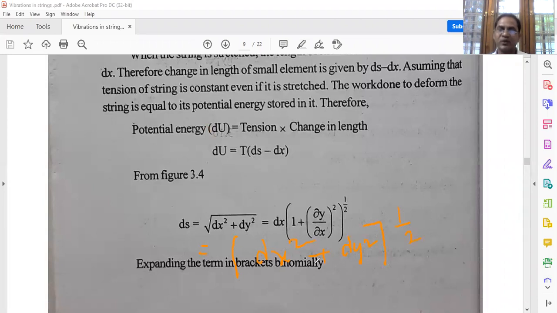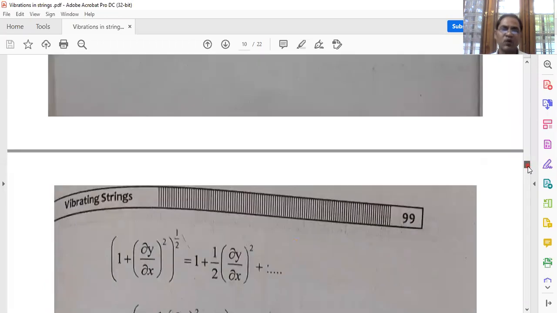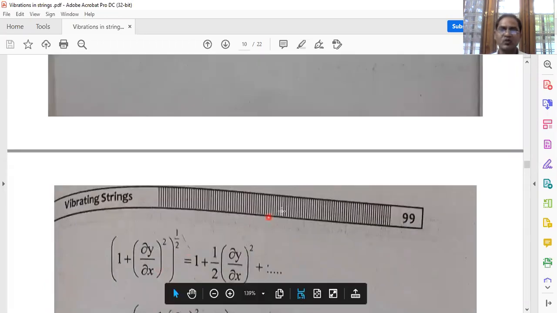So from this you take dx square common, since there is a square root. On the left side you will get dx times the square root of 1 plus (dou y by dou x) whole square. So that can be written as (dou y by dou x) whole square whole power of one half. Now, 1 plus (dou y by dou x) whole square.